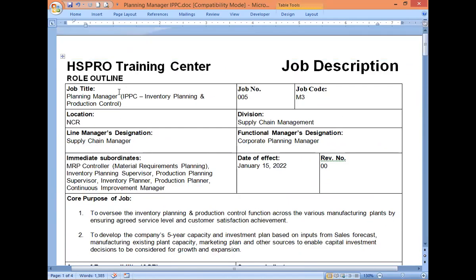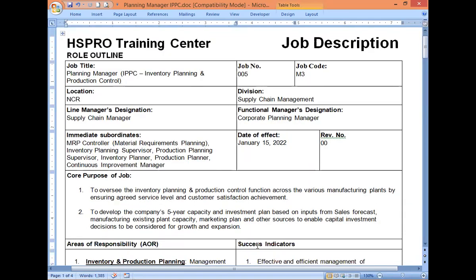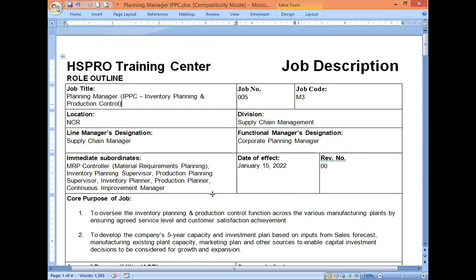And this planning, you don't have to specify it here. Just say planning manager, but I have specified here for your understanding that this planning manager is about FMCG, and it's about inventory and production control, IPPC. Okay. I hope you like this exercise of writing this job description of a planning manager, IPPC. We wrote about the core purpose of job, the AOR, and the success indicators. I hope you like it, as I do myself, and I'm enjoying writing this job description.